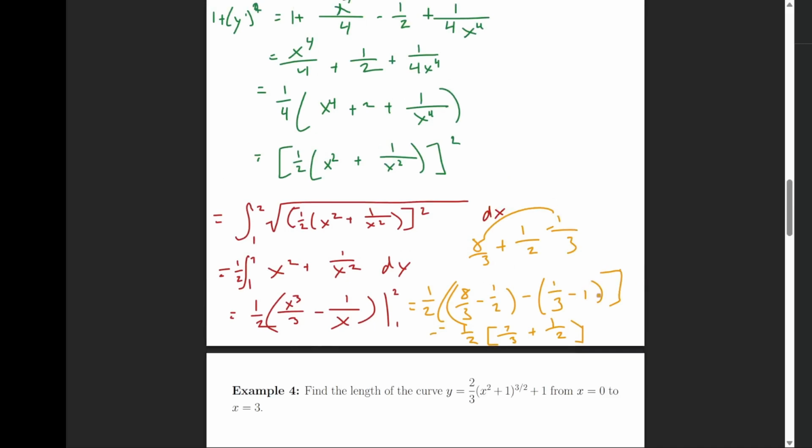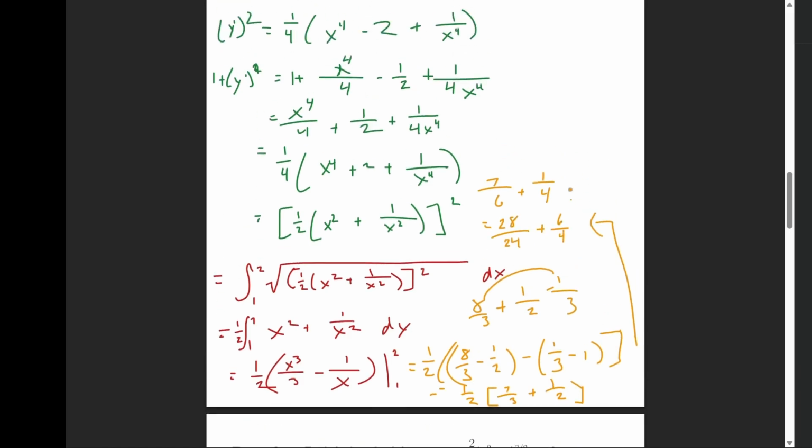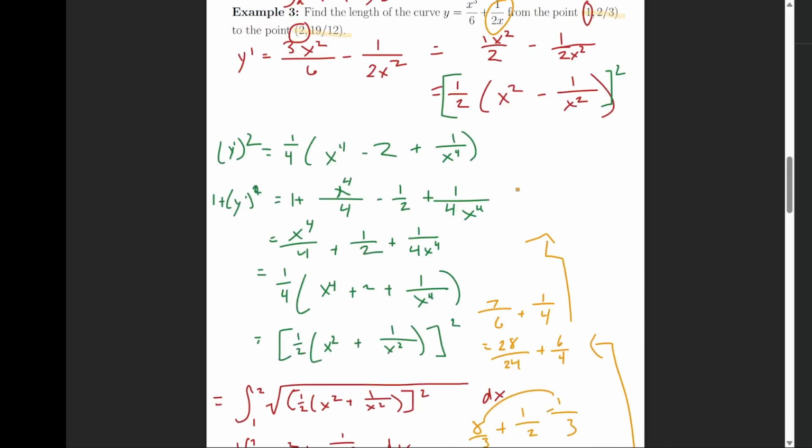And then you just simplify this. So then this times this, I'm going to put it up here. So that's going to be 7 over 6 plus 1/4. And then get the same denominator, so that's going to be 28 over 24 plus 6 over 24, which is going to be equal to 34 over 24, which simplifies to 17 over 12, dividing each by 2. And then that's your answer.